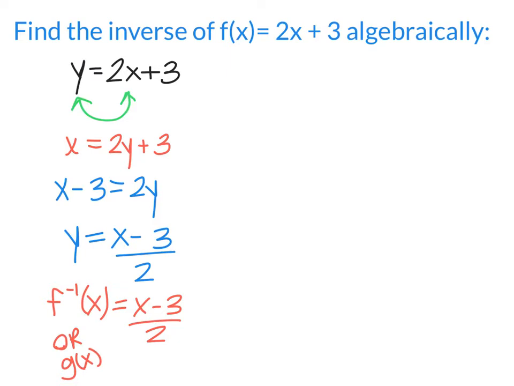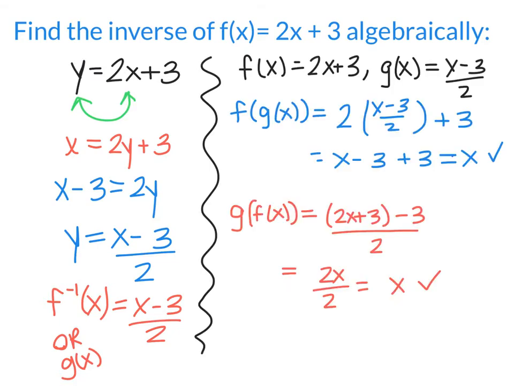So what I do here is I move over the 3, I divide it by 2, so I get the inverse of f of x to be x minus 3 over 2. So let's actually call this g of x so I can use my f of x and g of x rules, so the composite function, right, f of g and g of f, to prove that they will both equal x.